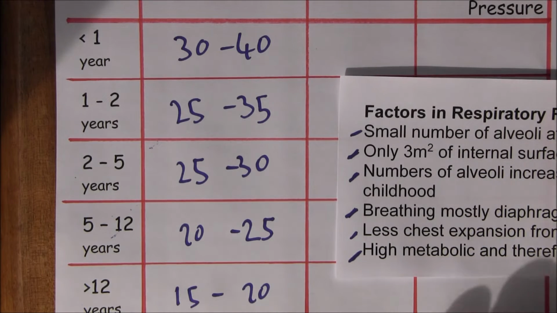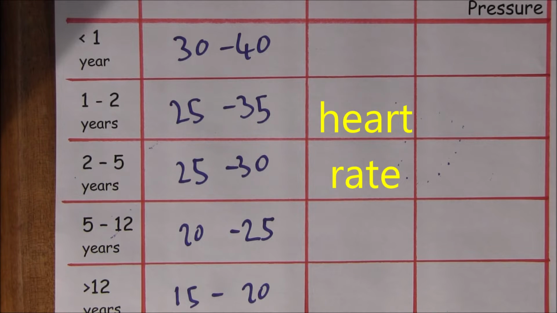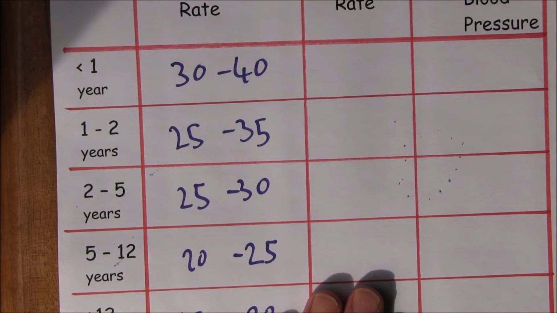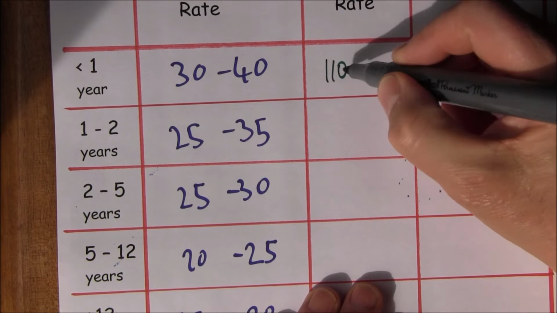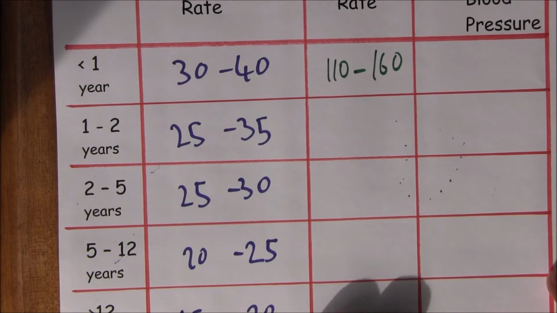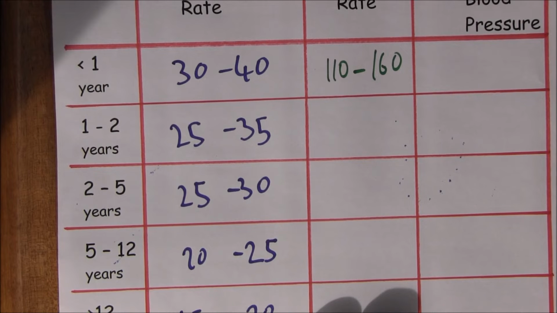So let's think next about changes in heart rate. So let's think about some figures first of all. Heart rate in young children under a year, we'll say 110 to 160 as being the normal range. They can be anywhere in that range and still be quite normal.